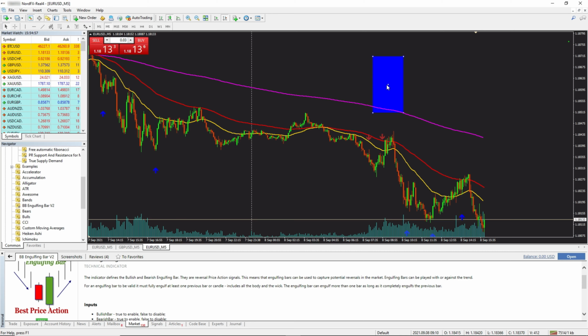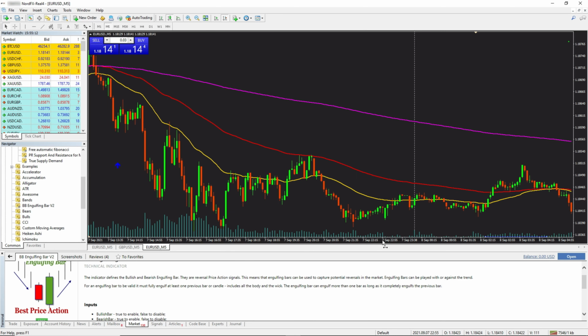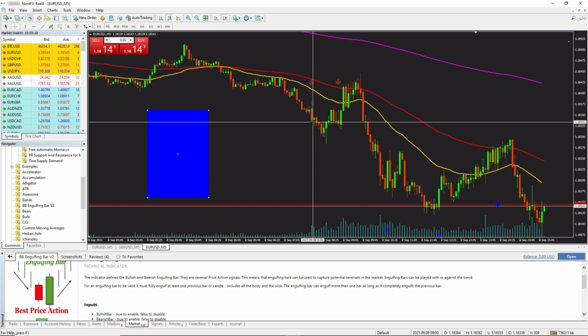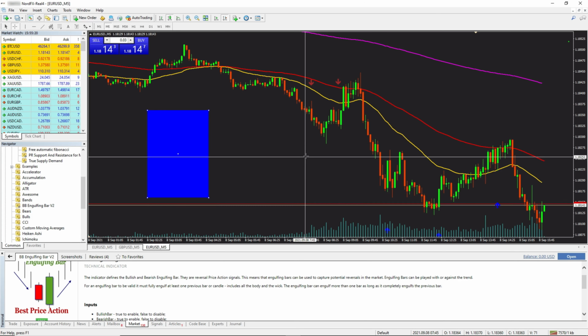And so let's have a look here. This is a 20 pip box. This is a 20 pip box here. And as we can see, there was a bearish candle here. Let me zoom in a bit. We had a bearish engulfing candle, so that is technically a signal to sell.